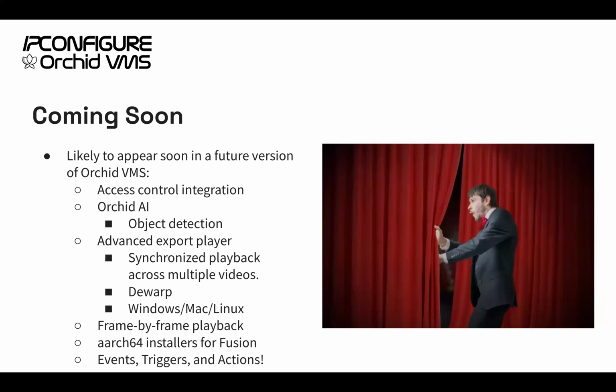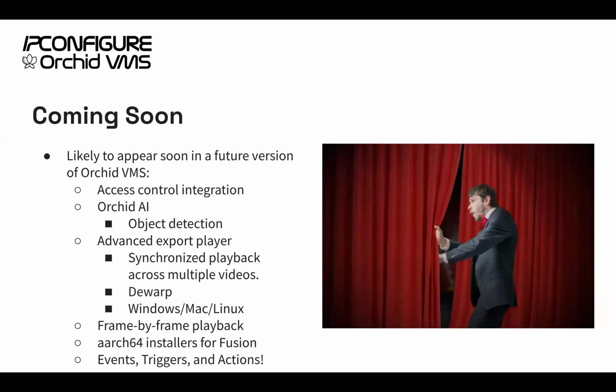So Orchid AI is based around either CPU or GPU compute. Whether you're using CPU or GPU is definitely going to determine the number of cameras and the resolution of video that you're going to be able to perform AI operations on. But we are taking great pains to make sure that Orchid AI is available even without a GPU on a limited number of cameras. And in 25.9, we will have AI-supported object detection in Orchid.